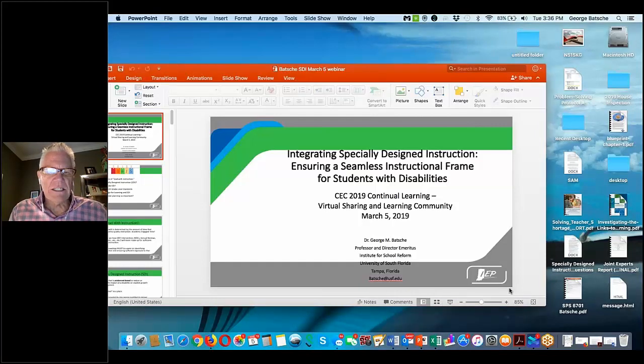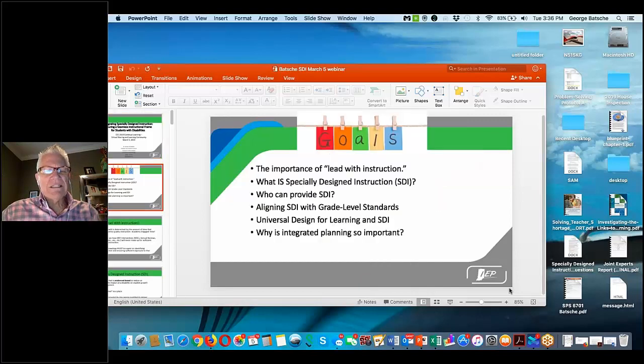So what we're talking about today is integrating specially designed instruction across the tiers to accelerate the growth of students with disabilities. We're going to be talking about 6 things today. The importance of leading with instruction, having a clear definition of what specially designed instruction is, who can provide it, how do we align it with grade level standards, where does universal design for learning, or what I call universal design for instruction, and specially designed instruction link, and then why is this planning so important?